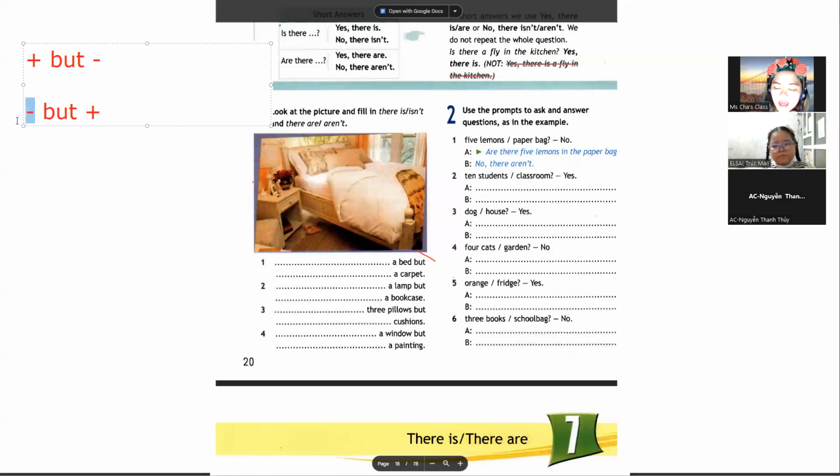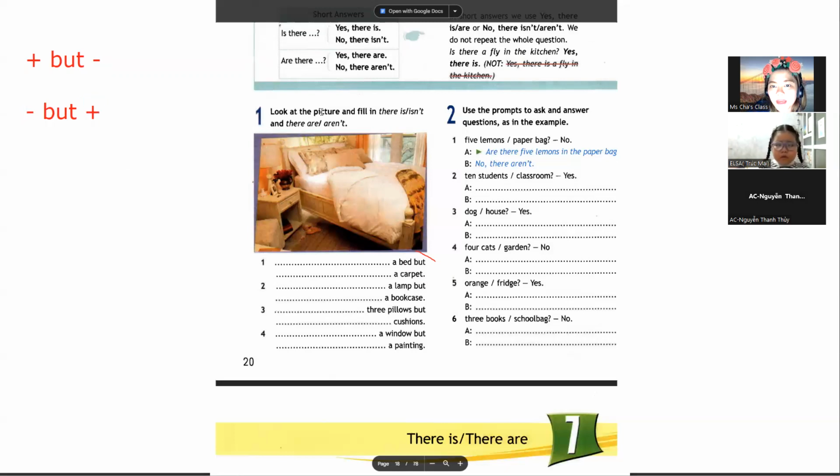Or you could say also another one. I'm good at English and Vietnamese, but I'm not so good at science. All right. So you can start with the negative sentence and end with a positive sentence. I'm not so good at science, but I'm good at English and Vietnamese. All right. Can you follow?